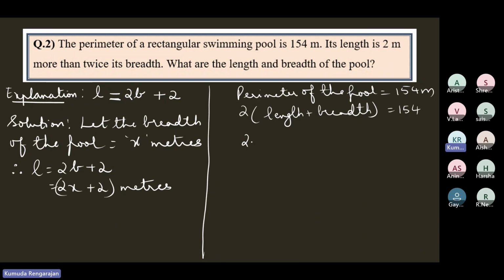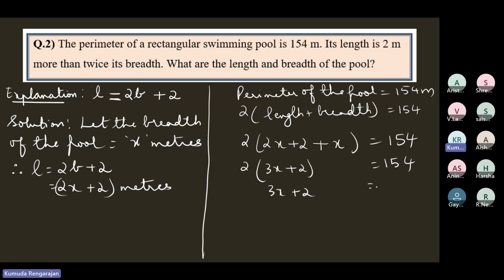So 2 into, what is the length here? Length is 2x plus 2. And the breadth is x, equal to 154. So 2 into (3x plus 2) is equal to 154. Then the 2 goes for division. So 3x plus 2 is equal to 154 by 2, which is 77.